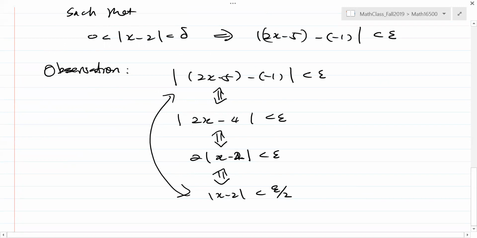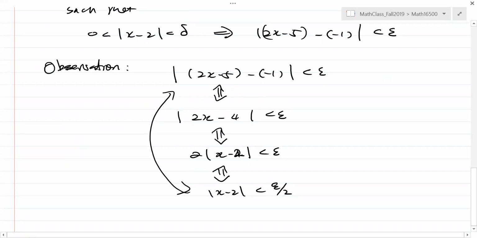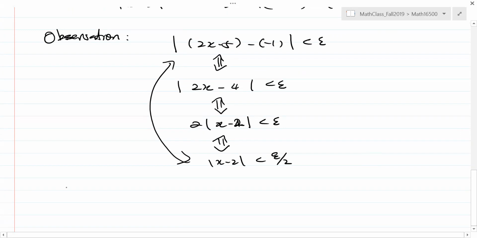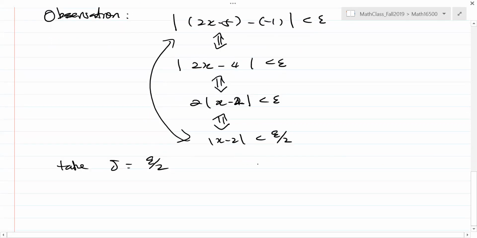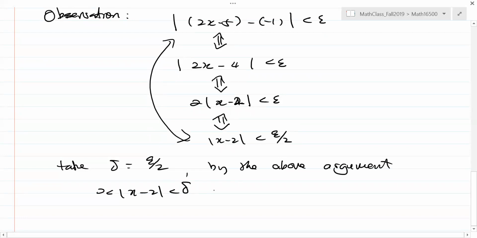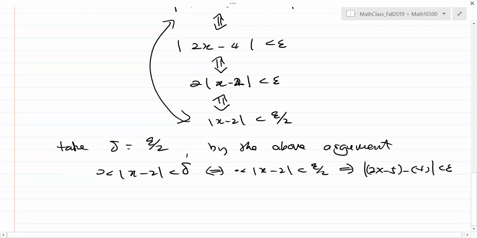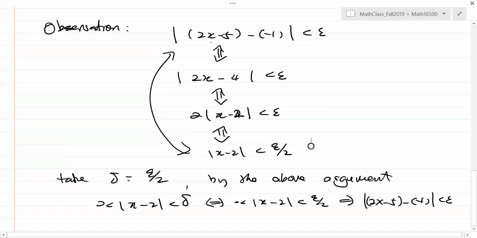Now then you look at what do we want to do. It says that you have to find the delta, such that the absolute value of x minus 2 less than delta implies the inequality on the right hand side holds. Okay? So clearly we can take delta to be epsilon divided by 2. Okay? And by the above argument, we see that x minus 2 less than delta, which is equivalent to x minus 2 less than epsilon over 2, right? Then this implies 2x minus 5 minus -1 less than epsilon. Okay. We already did that, right? Because we showed the first one and last one are equivalent.